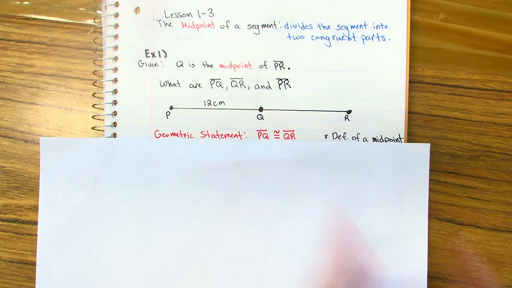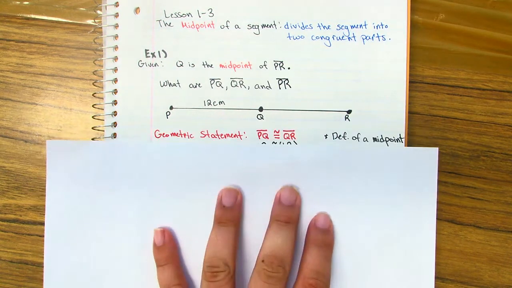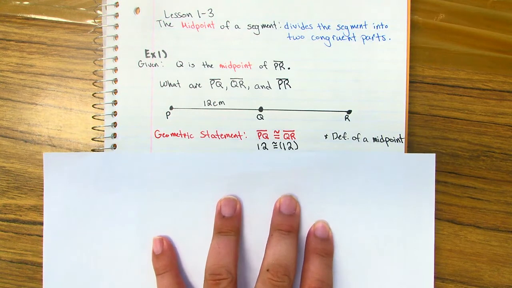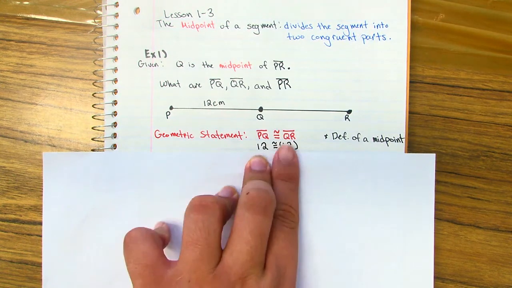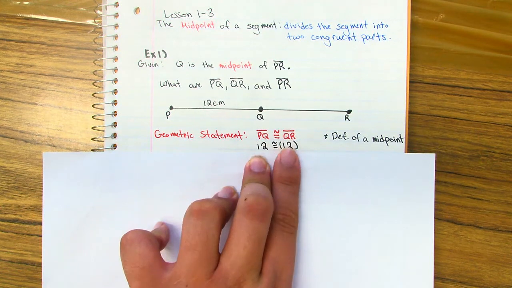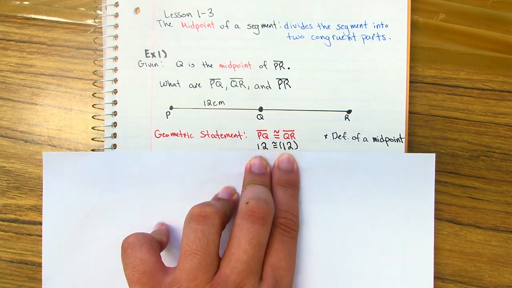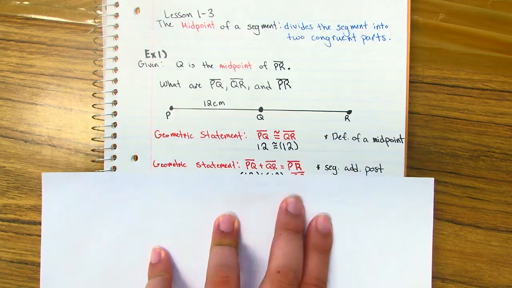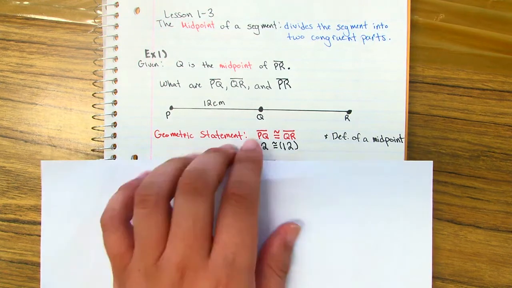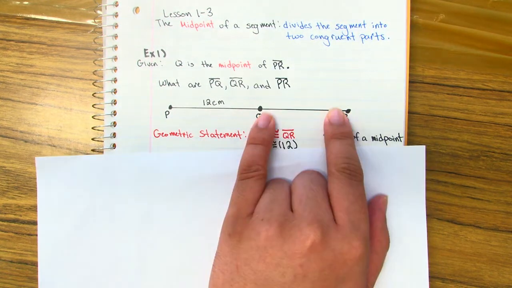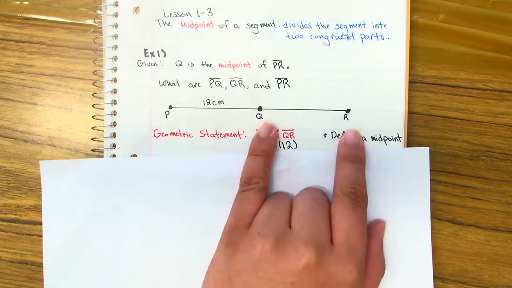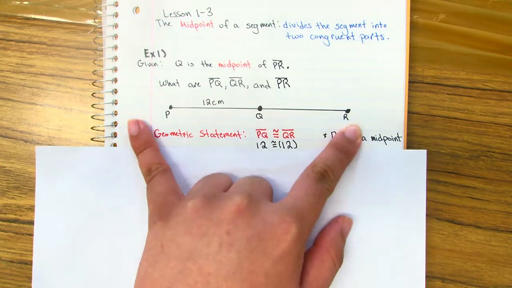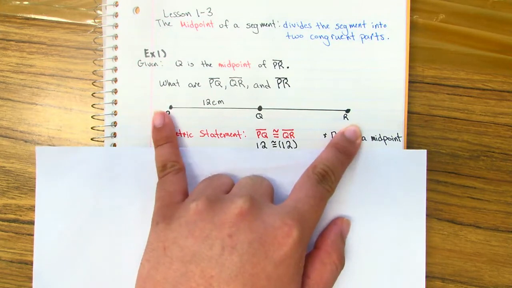Okay? So you know that PQ is equal to QR. That means PQ equals 12, which will be equal to the value of QR, which is also 12. Next one, we didn't answer it yet. What is the value of PR? 12 plus 12 equals the total value of P to R, which is 24.